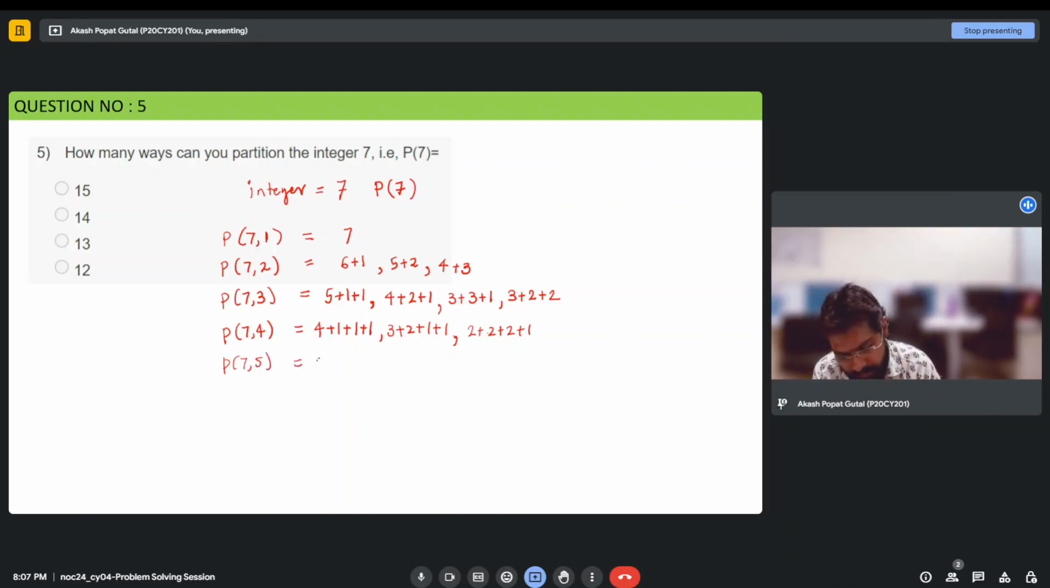For 7 and 5, that will be 3 plus 1 plus 1 plus 1 plus 1. Right? And if you reduce 3 by 1 and add to the next number, that will be 2 plus 2 plus 1 plus 1 plus 1, 3, 4, 5, 6, 7. Right? There are only two possibilities.